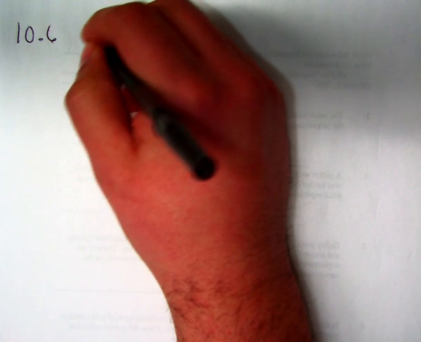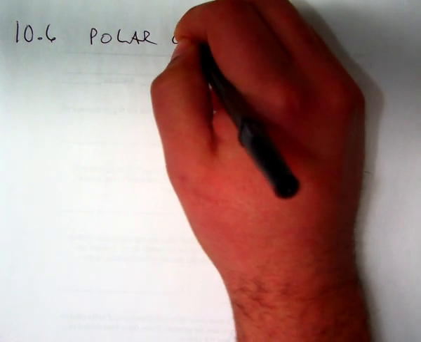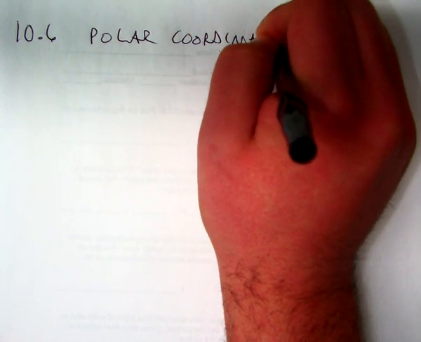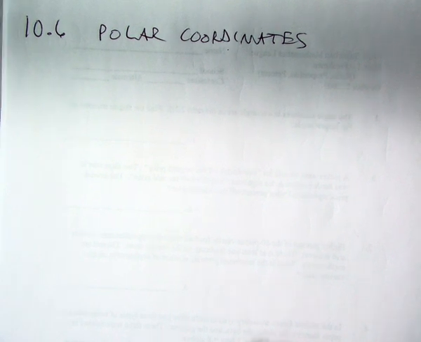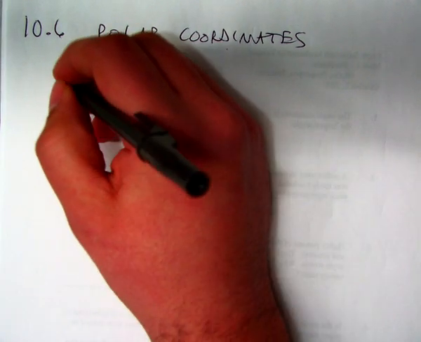10.6 is called polar coordinates. The little half sheet that you got on your way in, that last problem, is going to help you understand the idea of polar coordinates.